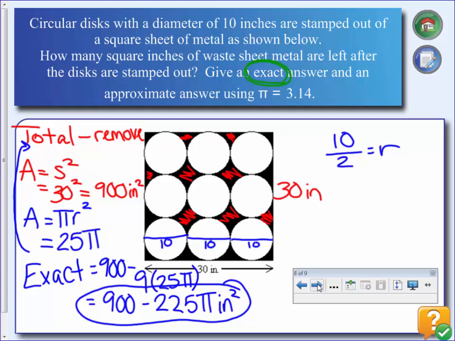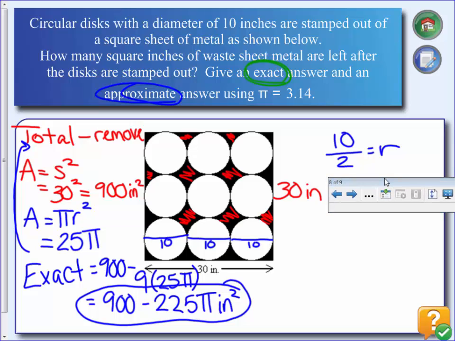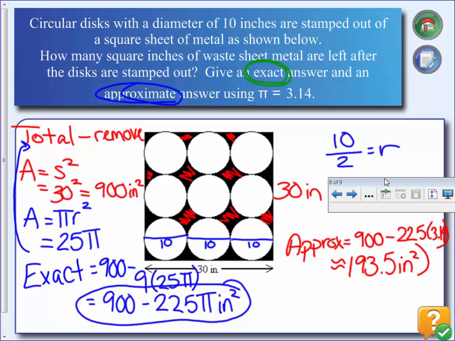They also want you to use an approximate answer. So what that means is you can actually type it in, and you're going to be using 3.14 for pi. So when we do that, the approximate, okay, you're going to do 900 minus 225 and then multiply that by 3.14. Okay, so when you plug that in, you should get the approximate answer to be about 193.5 inches squared. So those are our 2 different options and answer choices for this one problem.